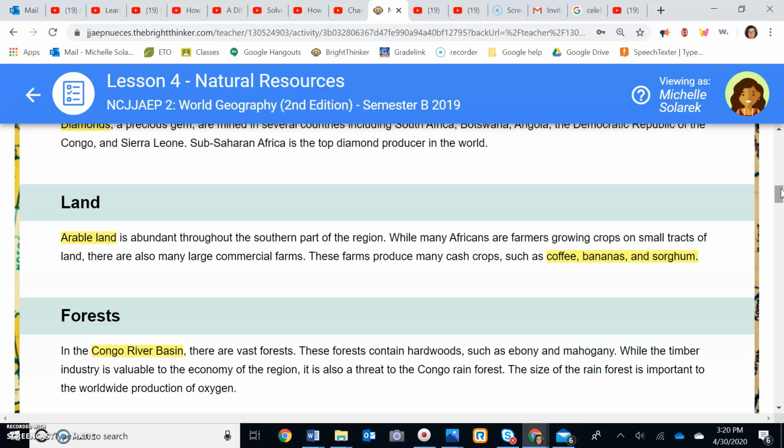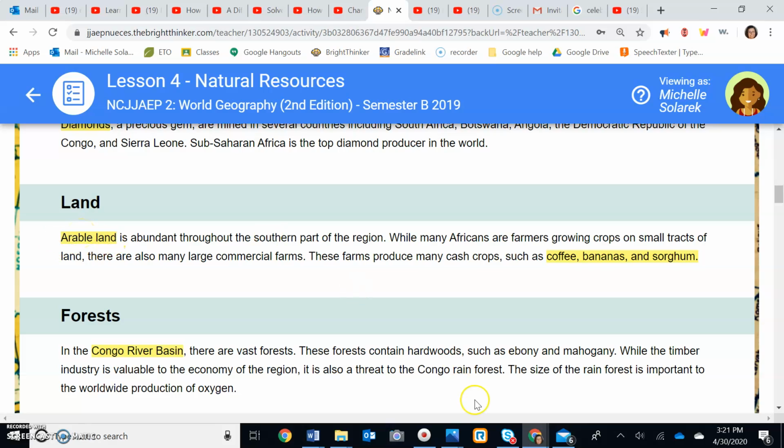Let's look at the land. What is abundant throughout the southern part of the region? Arable land. So arable land is important because it's very conducive, or it's very perfect for farming. So what is abundant through the southern part of the region? Arable land. That's right here. You should be writing that.